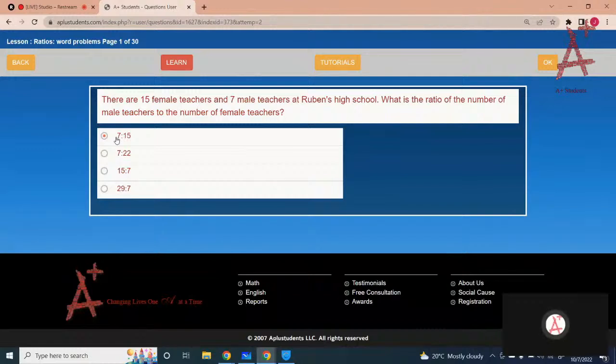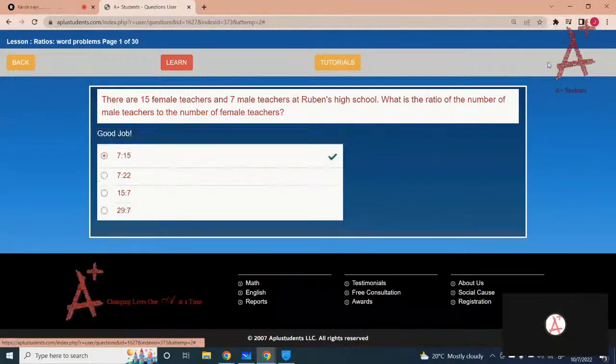Okay, select the correct option and click move on to the next question. Click on the OK.